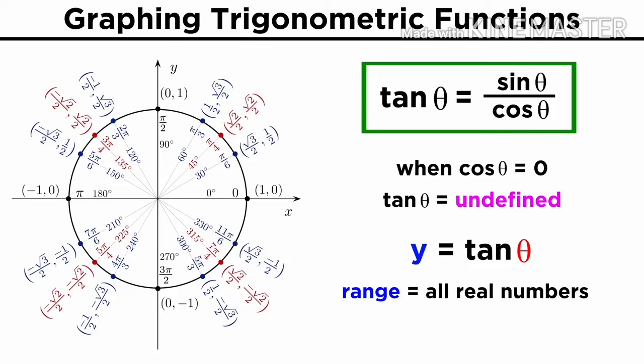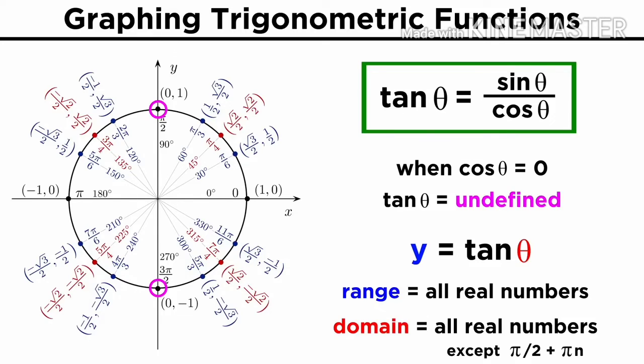The domain is almost all real numbers, but we can't evaluate tangent when cosine is 0, because anything over 0 is undefined. Cosine is 0 at half pi and 3/2 pi, so the domain of tangent theta is all real numbers except half pi plus or minus multiples of pi.